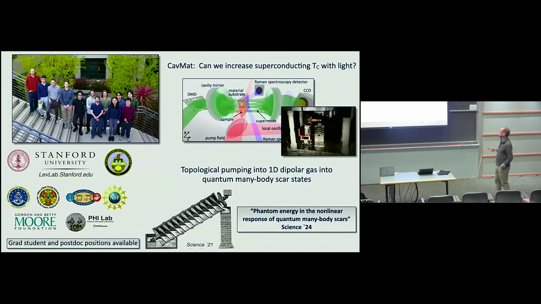And this is the team again. In my lab, we have 2 other experiments. We have one-dimensional gases of dysprosium, the most magnetic element. We've used that for topological pumping into many-body scar states, and we recently looked at the nonlinear response of those scar states.